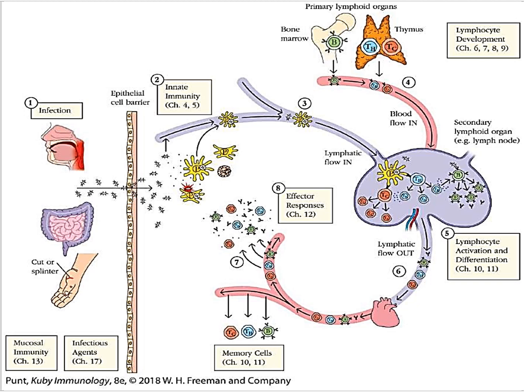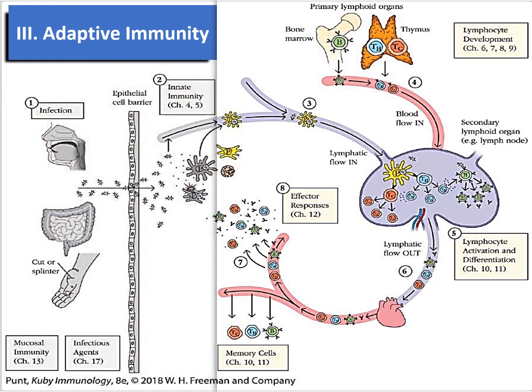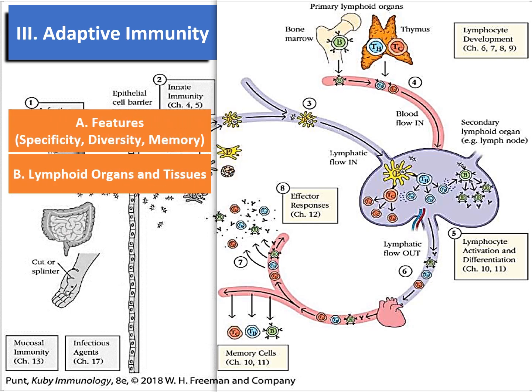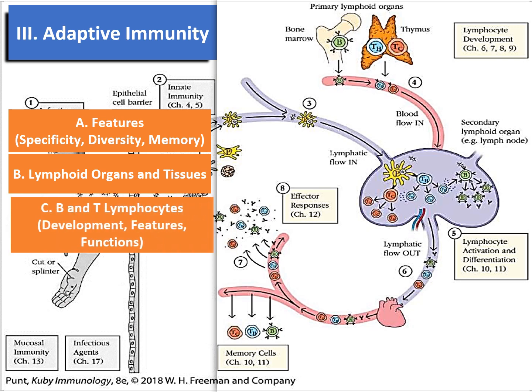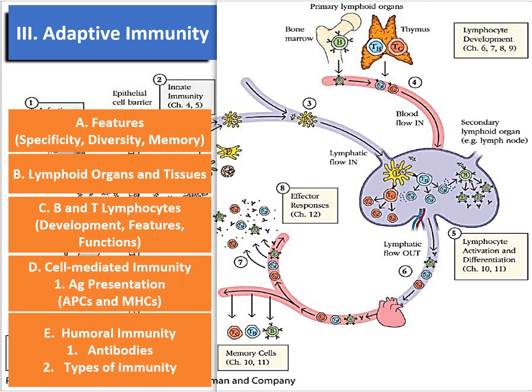Back to our big picture. This time we are going to discuss this part, and this is adaptive immunity. It's divided into the features. Next, we discuss the lymphoid organs and tissues, the B and T lymphocytes. We discuss cell-mediated immunity, and we discuss humoral immunity.